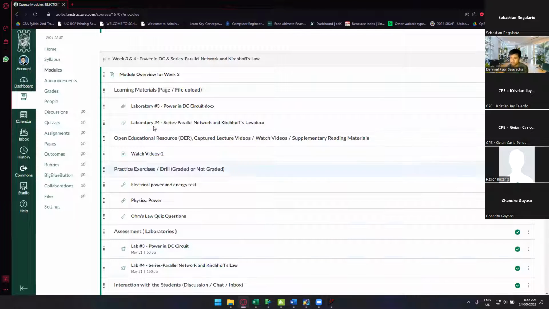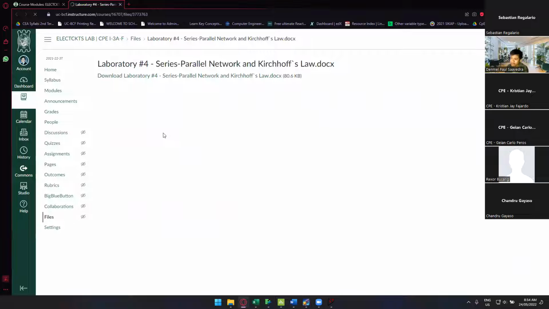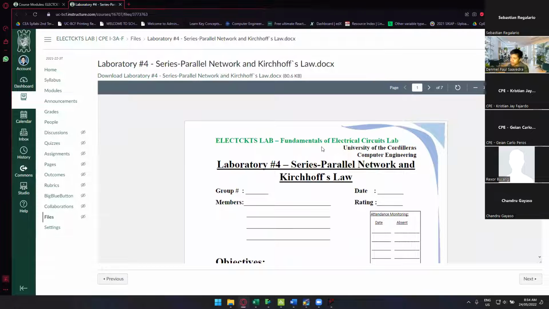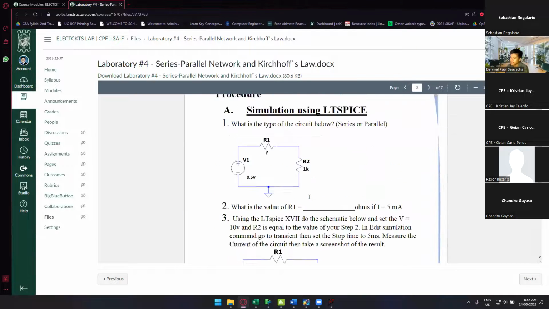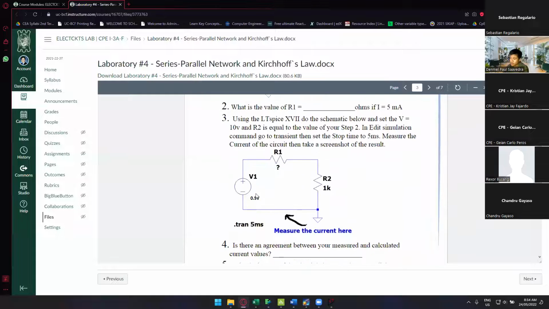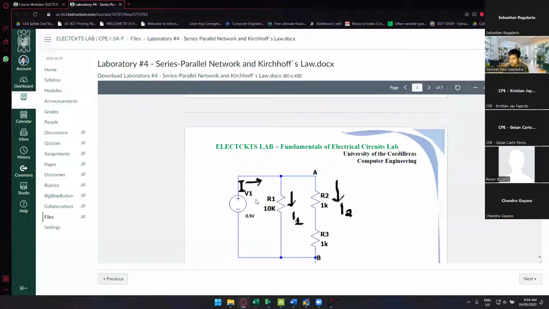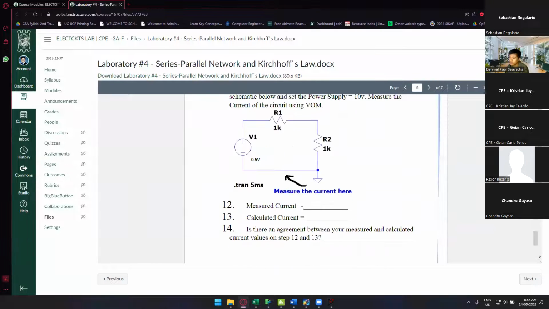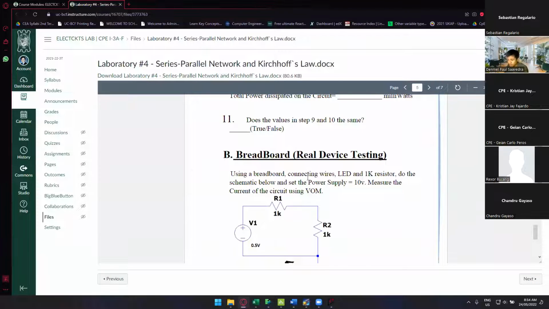Lab number 4, which is a combination of ODL and face-to-face. So that is why we have a different setup here. For the simulations, I just follow everything. I'm pretty sure that you guys will be able to answer this one. You just make sure to change the value into 0.5. Before this one was 10 volts. Just change this into 0.5 volts, so all of the sources now are 0.5 volts. We did this again to have the same value on your breadboard real device testing.